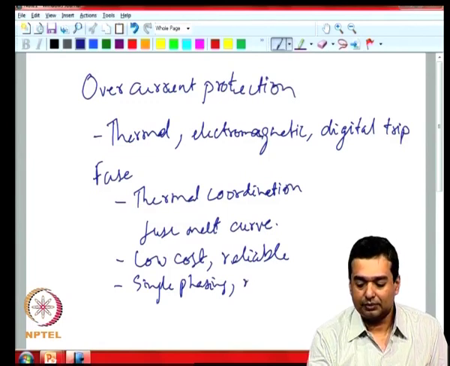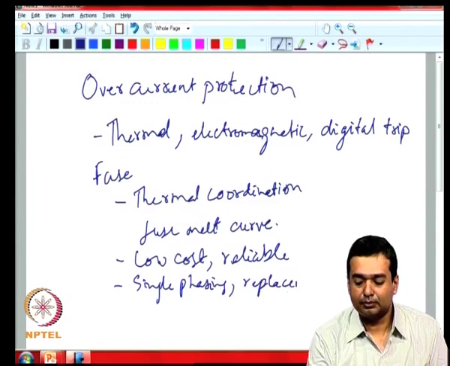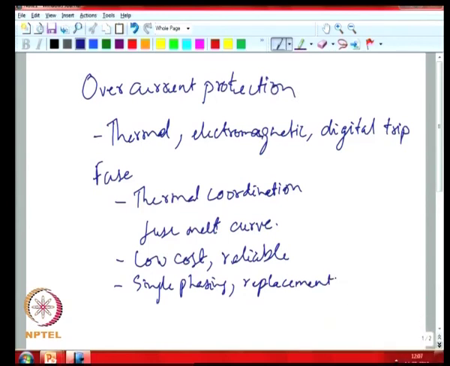Yes, the replacement is a concern, whereas in a circuit breaker you have a trip, you could reset it and get back to operation.